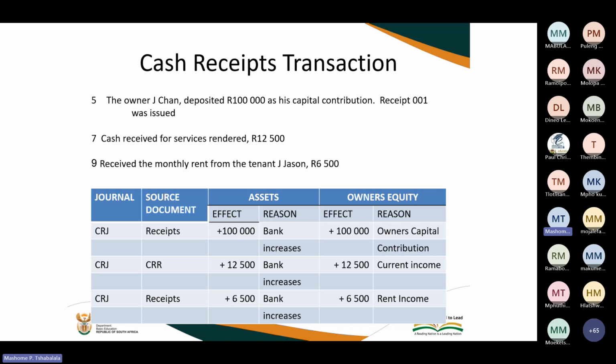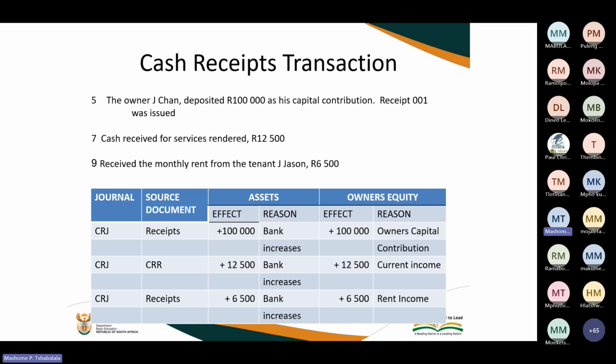Now let us analyze the transaction. It will be the CRJ, then the receipt will be the source document. Then under the assets, you say bank will increase by 6,500, and the reason is bank increases. Then under owner's equity, it will be plus 6,500, rent increases.